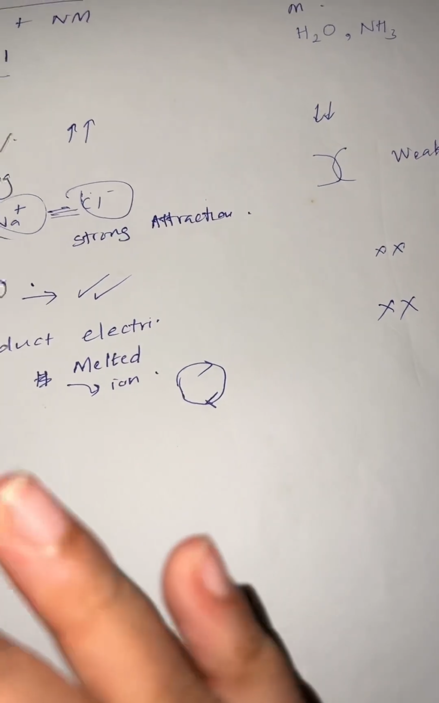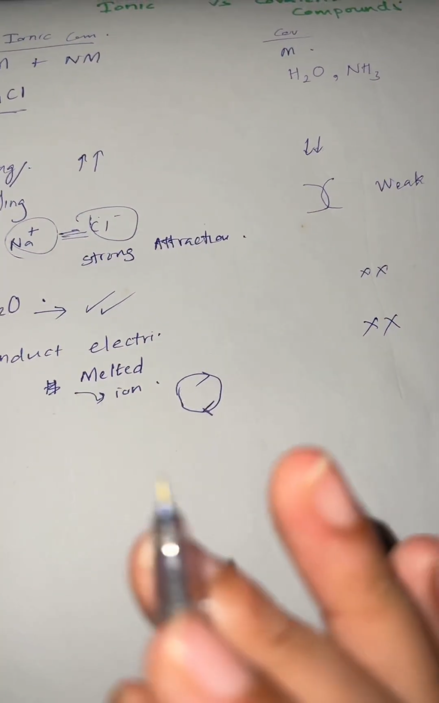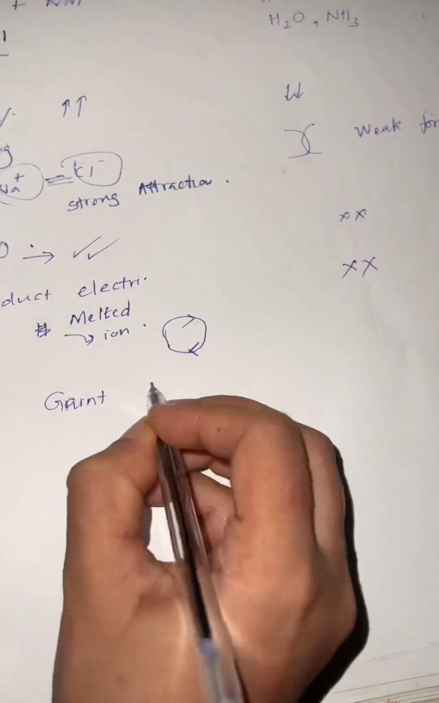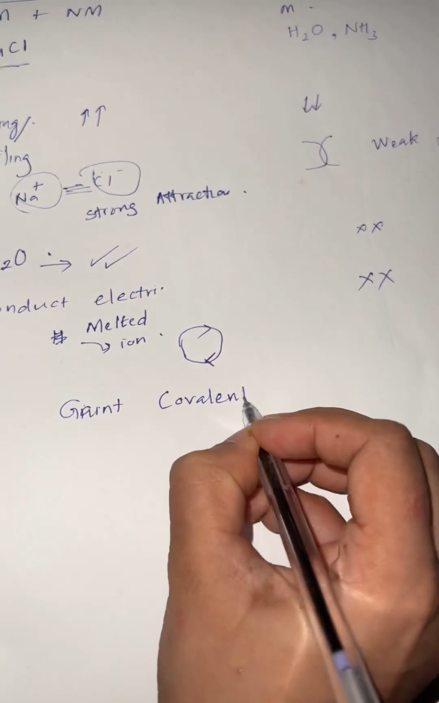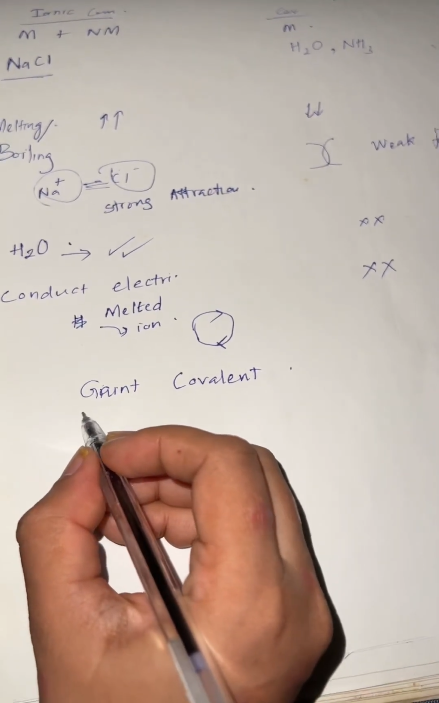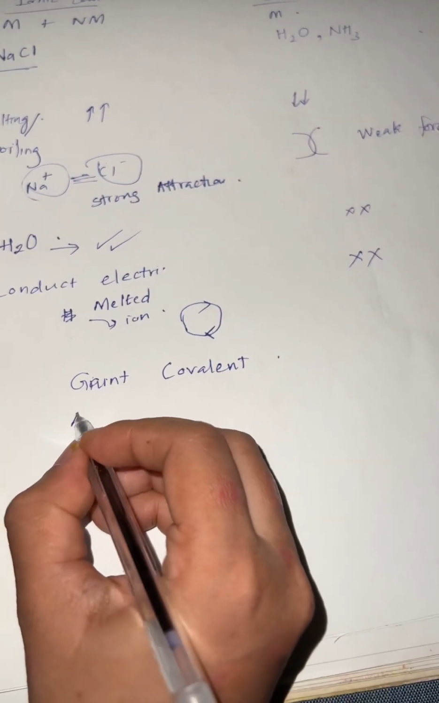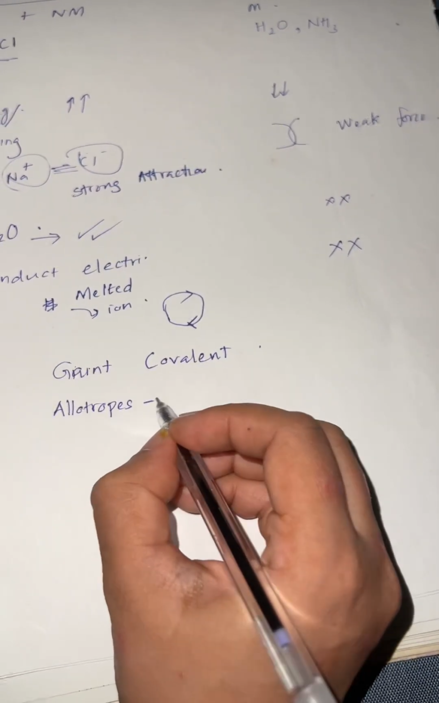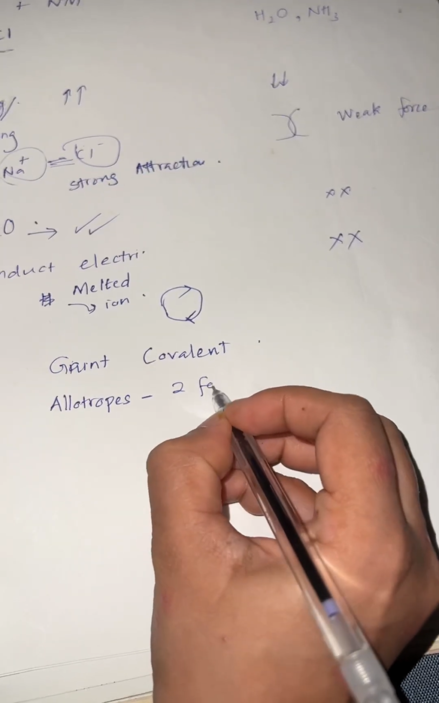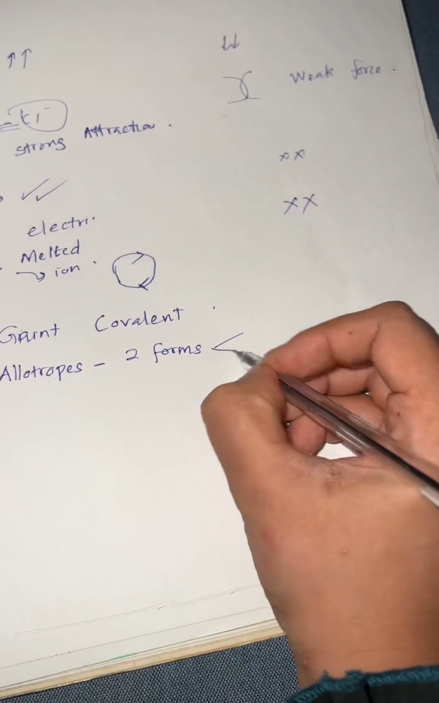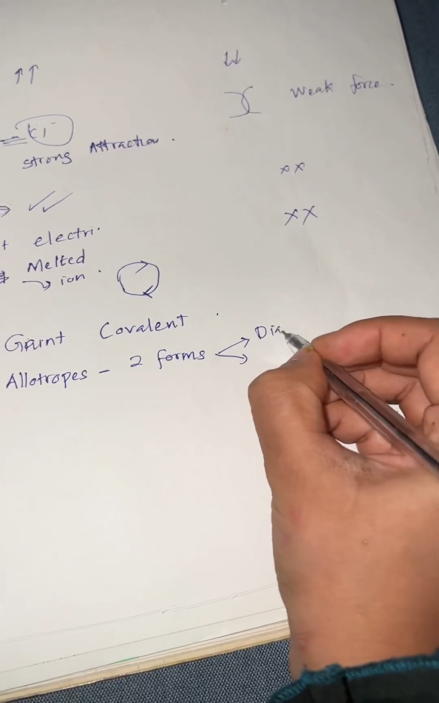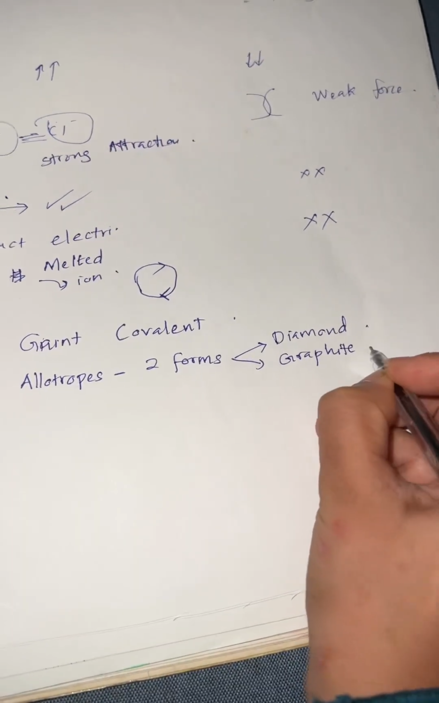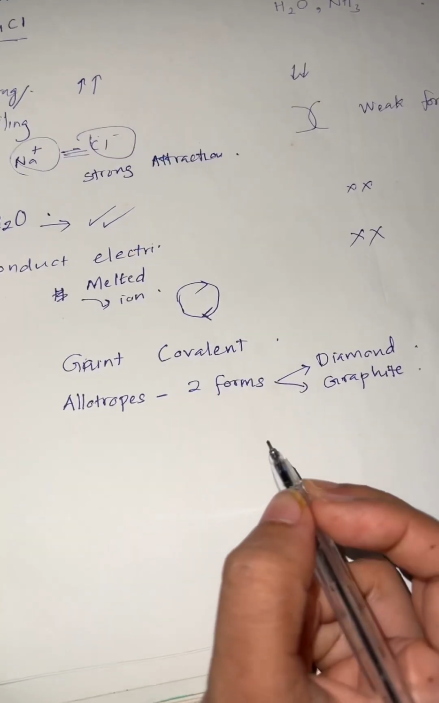So now we talked about the common things, but there are some exceptional giant covalent structures. The famous one you would already have heard, the allotropes of carbon. So what is an allotrope? Allotrope means an element existing in two forms. So we have carbon in two forms. One is diamond and the other one is graphite. These diamond and graphite are called giant structures of covalent bonds.